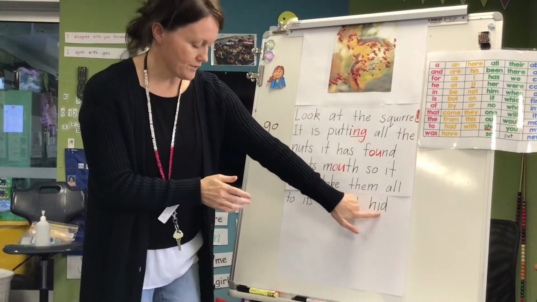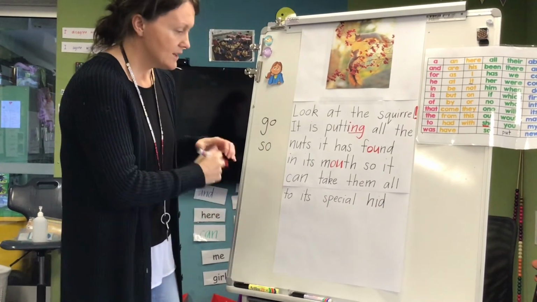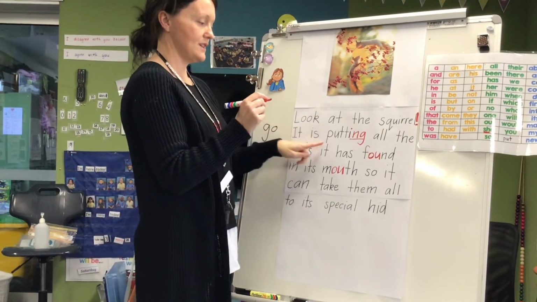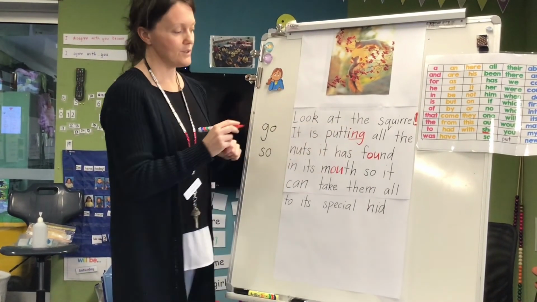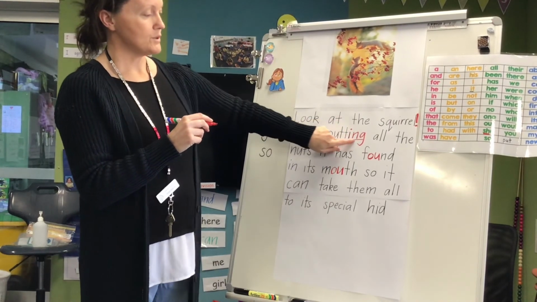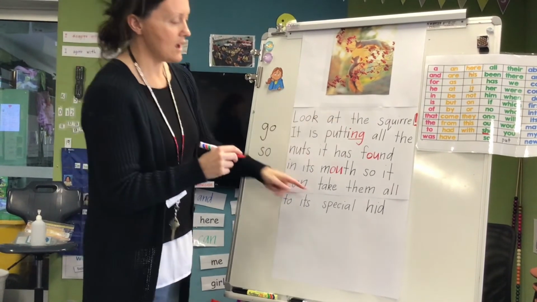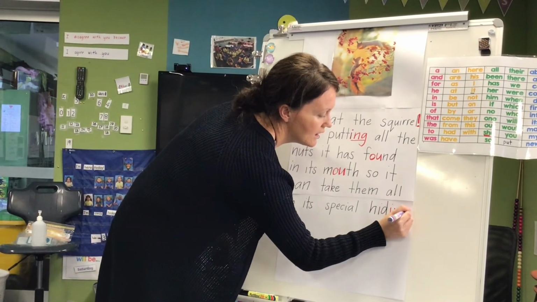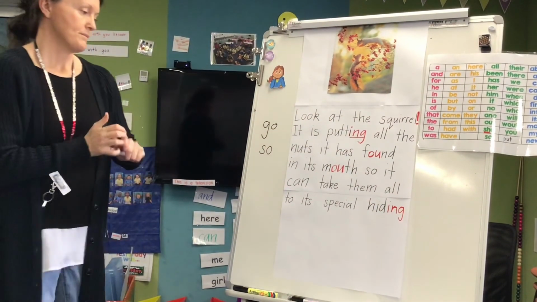Hiding. And I've already got the d there. Ing. Do you know those 3 letters that say ing? There, it's up here if you're not sure which part of the word says ing up here. You can see it there. Putting. Ing. Hiding. Hiding. Place.